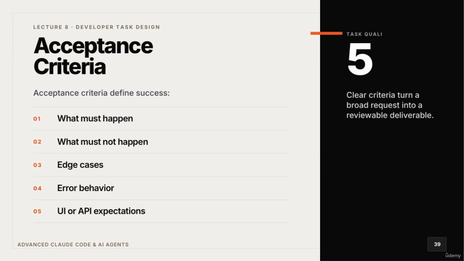Acceptance criteria are crucial for defining success in any developer task. They clearly specify what must happen and what must not happen, ensuring that both the expected outcomes and boundaries are well understood. We also need to consider edge cases, that is, unusual or extreme scenarios that might impact performance. Error behavior is another critical aspect. The system's response to errors should be predictable and well handled. Finally, expectations around the user interface or API need to be clearly stated to avoid any ambiguity. By having clear acceptance criteria, a broad request becomes a specific, reviewable deliverable, significantly improving task quality and overall project clarity.